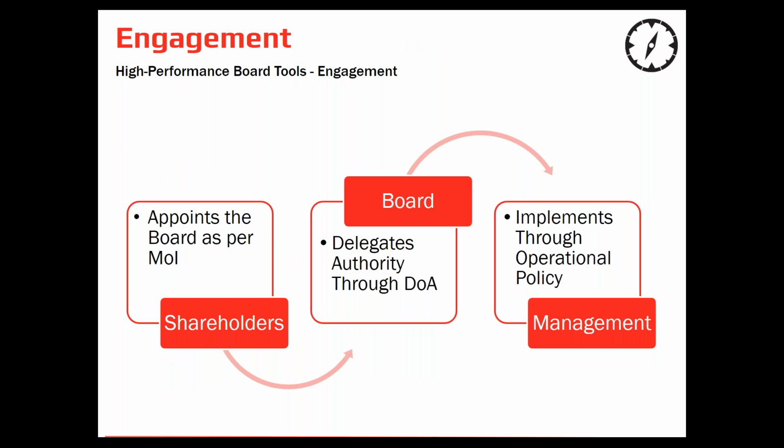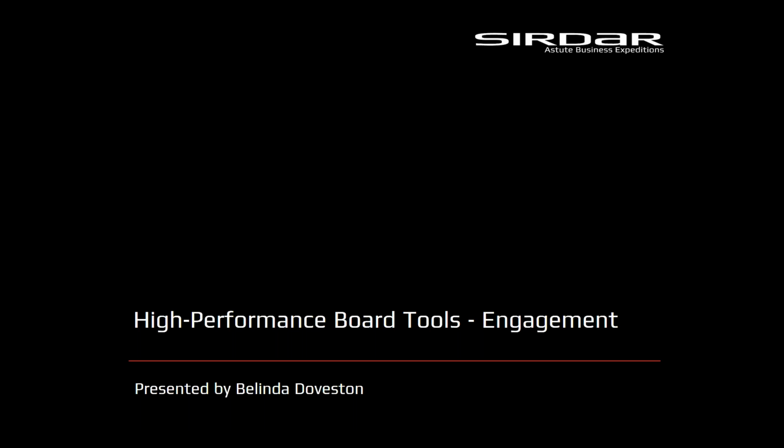So that's just a brief overview of some of the key tools that are used for engagement. We spoke about the memorandum of incorporation, the board charter, the terms of reference for a board committee, delegation of authority, and later we'll talk a little bit more about policy as a very powerful tool that is not about the dusty file, but is indeed around creating powerful decision-making frameworks within the organization and supporting the board to fulfill its fiduciary duty to the company itself.